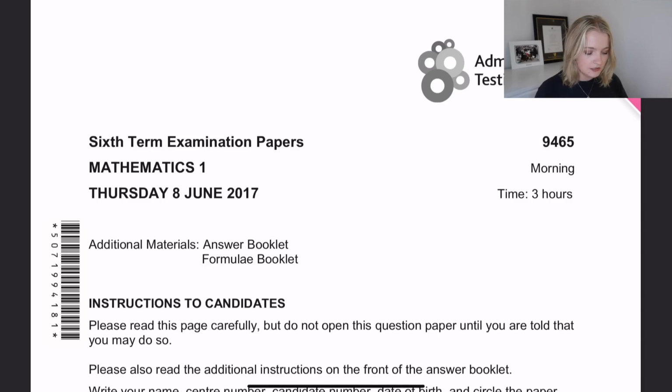Okay, cool. So you can see that this is the STEP paper, the Sixth Term Examination Papers. This is Mathematics 1, so it is STEP paper 1, and like I said, it's from 2017. And immediately we can see that the time for this exam is 3 hours. So students have to sit, and I believe Step 2 and Step 3 are also equivalent. So yeah, these exams are pretty long.